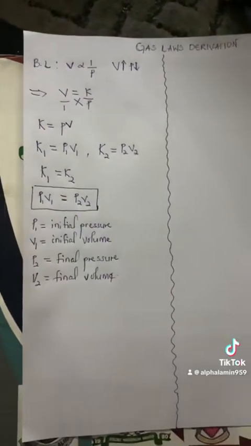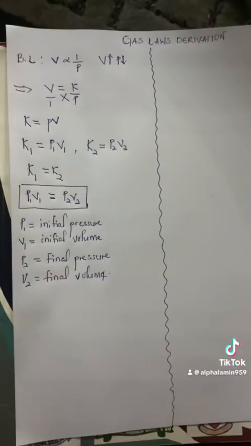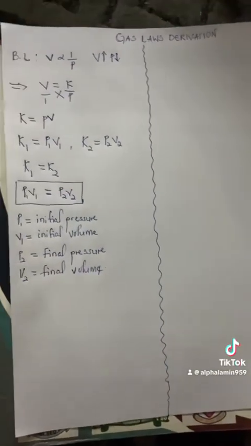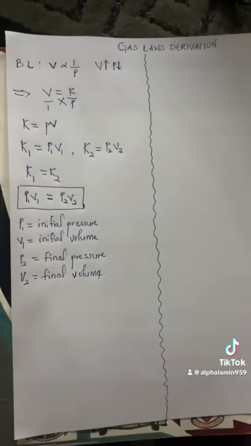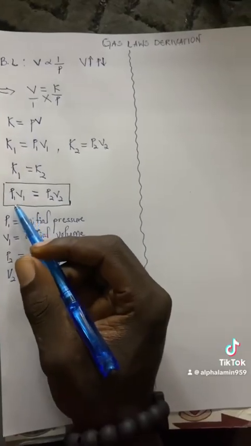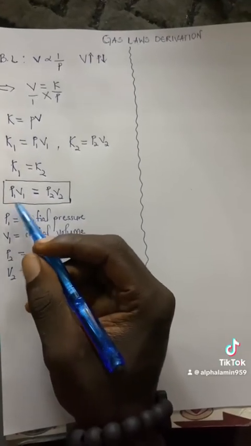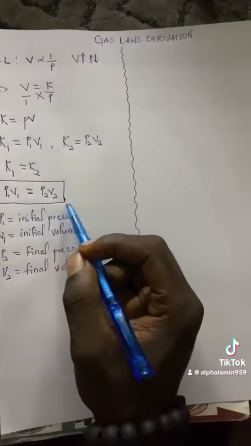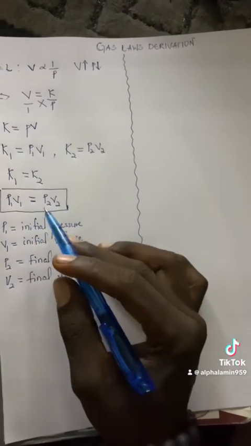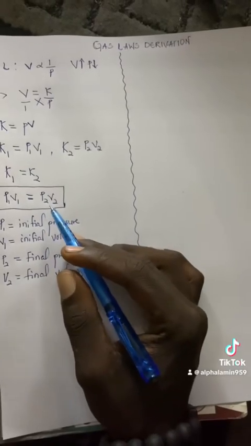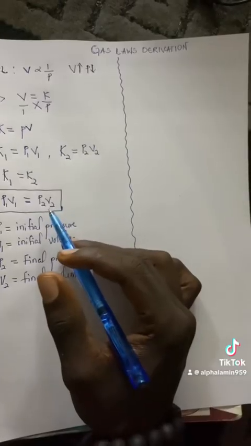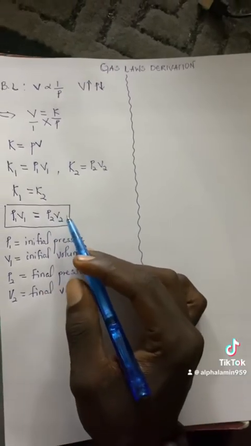So anytime you see a question whereby you're given 3 of these and you're asked to find the one, what you need to do is for you to divide and ensure that, suppose you're asked to find P1. If you're asked to find P1, ensure that P1 stands alone. So you divide here by V1, you divide this other side by V1. So the V1 is going to cancel this V1 here. You're left with P1. If you're asked to find P2, you divide this side by what? V2. You divide this side by V2. So the V2 is going to cancel this other V2. You'll be left with P2. So that's how you use it.